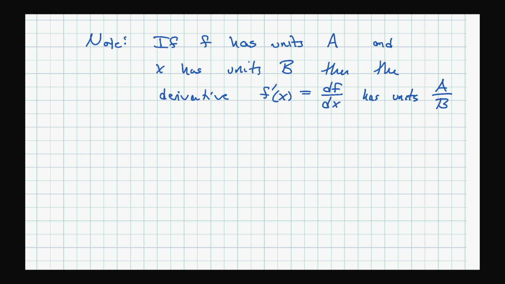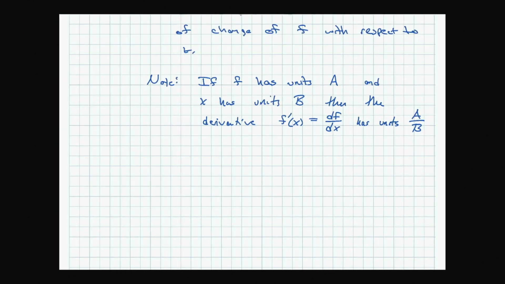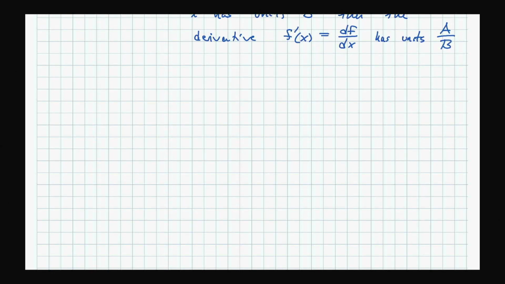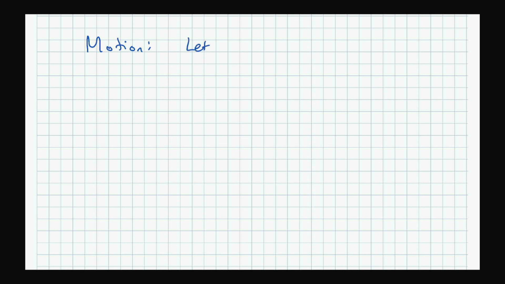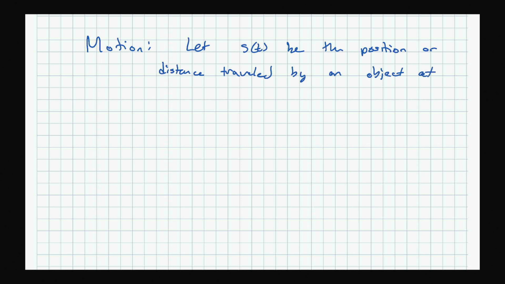So let's see here. I'm going to skip a little bit of this section. I'm only going to do what I think is on the homework. I think the main thing on the homework is projectile motion, or just motion in general. So we'll do motion in general and then projectile motion. So motion. Let s of t, we usually use s for position, be the position or distance traveled by an object at time t. I'm just going to say at time t.